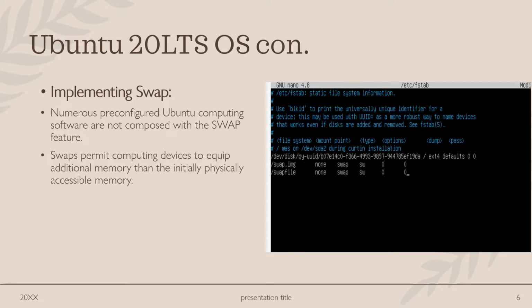Okay, so the next hardening recommendation for our Ubuntu operating system would be implementing a swap feature. A lot of pre-configured Ubuntu computing software are not usually configured with the swap feature. Swaps permit your computer to be equipped with more memory than the physical memory that's accessible. We recommend this because when you download more security practices and try to implement more, you would like to make sure you have that space for it. So it's definitely recommended to implement this swap on your device.